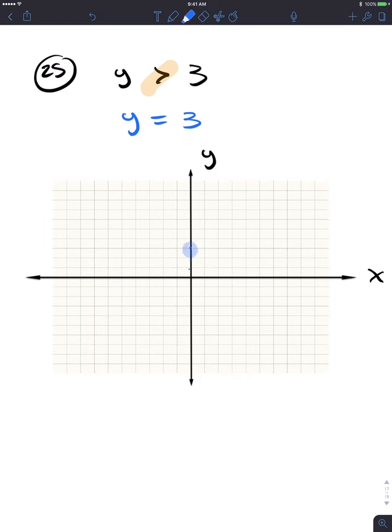We get to now draw a horizontal line. Since we could use any x value, our y value has to always be 3, it's constantly 3. This is a dotted line because we have a strict inequality. We are done.